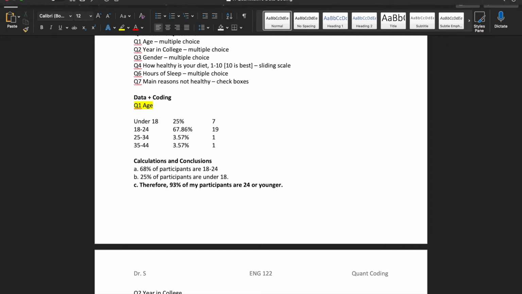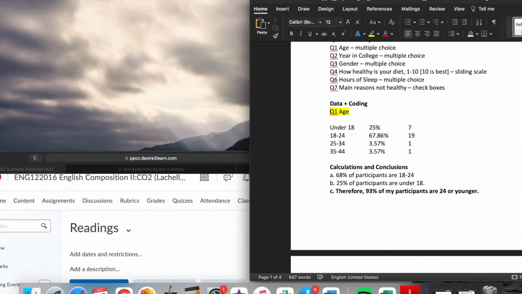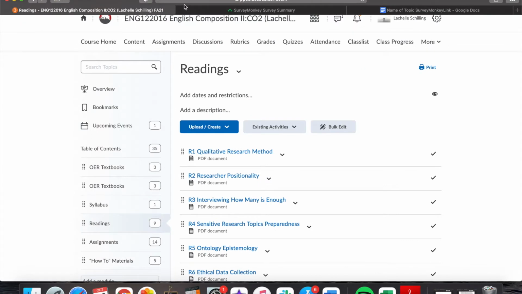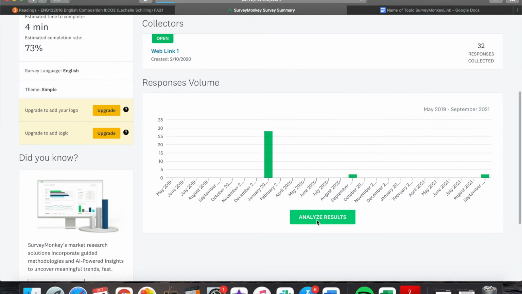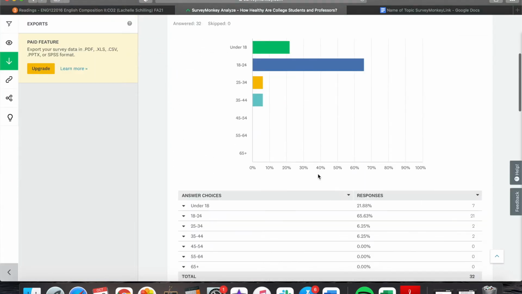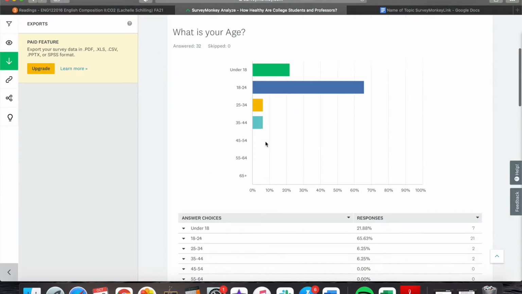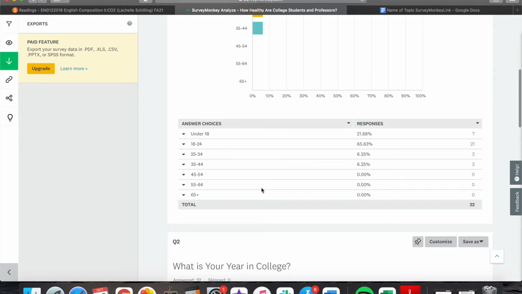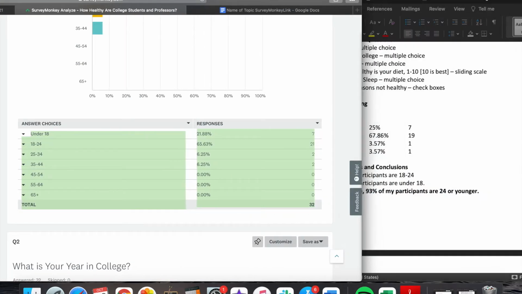So question 1. Since this is quantitative, really even for qualitative, you'll have to go back to SurveyMonkey, and you always have to click on Analyze Results. SurveyMonkey gives you, so here's my question 1, what is your age? SurveyMonkey already calculates your quantitative questions, so that's why the quantitative coding is going to take you maybe 30 minutes or 45 minutes or something like that. All you'll need to do is either copy and paste this or just refer to it.